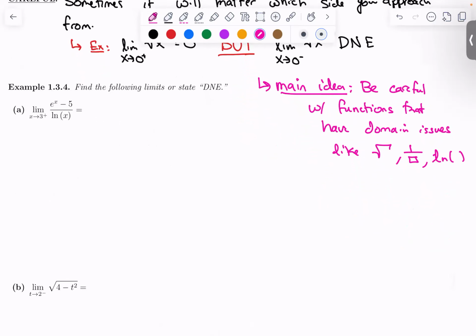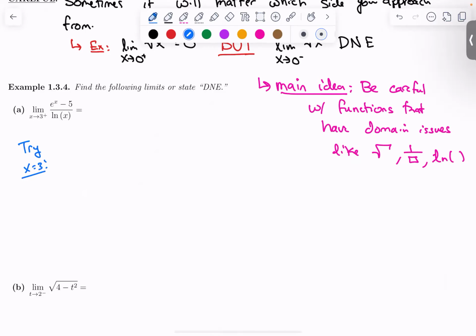So, for example, the limit as x approaches 3 from the right of e to the x minus 5 over natural log of x. This is trying to look scary when it's not that scary. Just like with regular limits, we try to plug in the number. I see that I have a natural log, and that does worry me a little bit because natural log has places where it's undefined. But 3 is not one of those values, nor is a number slightly less than 3. So I don't have to worry about it here. I can just try x equals 3.